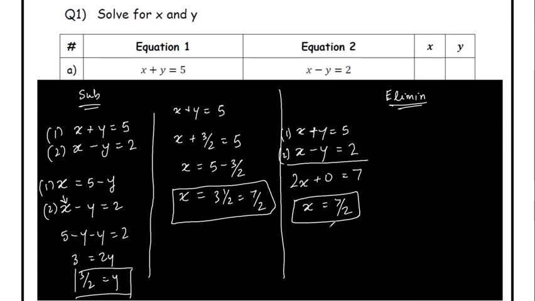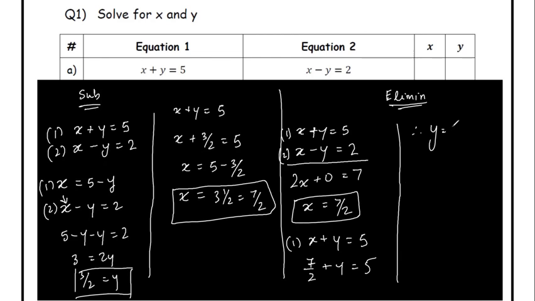And now I'm going to substitute the value of x in the first equation or the second equation, whatever you prefer. So I'll substitute in the first equation. Yeah, so the first equation is x plus y is equal to 5. So x is 7 over 2. 7 over 2 plus y is equal to 5. Therefore, y is 5 minus 7 over 2, which is 3.5. So y is 1.5. 1.5 is 3 by 2. And that's what I got out here. Matches.